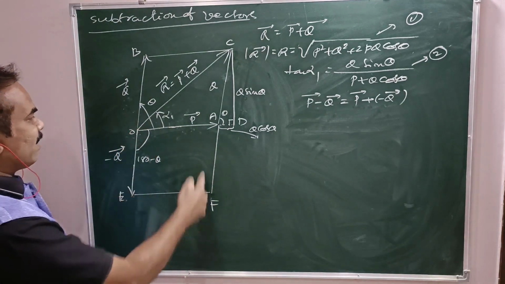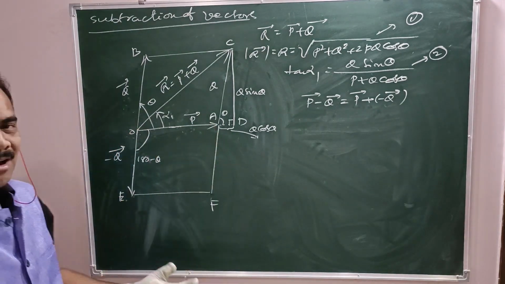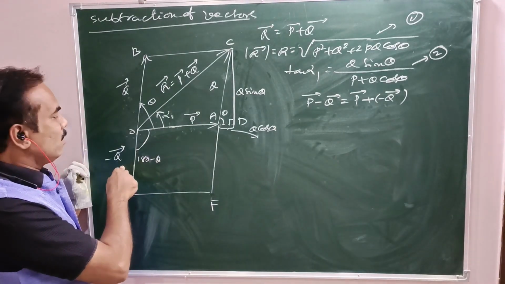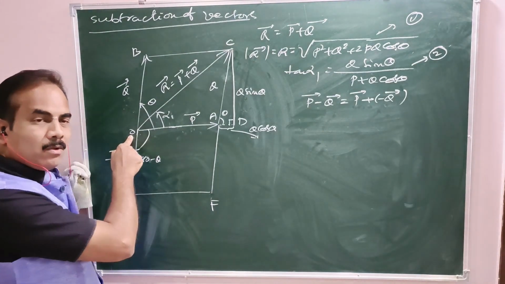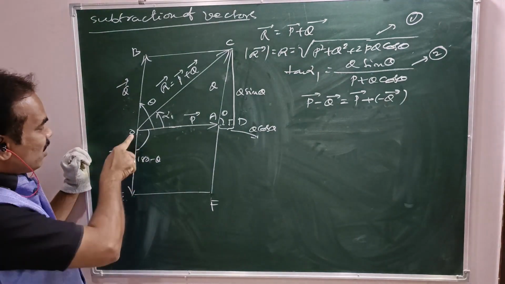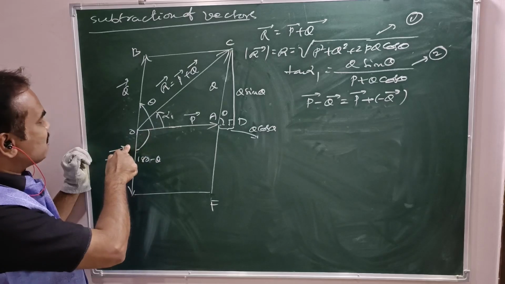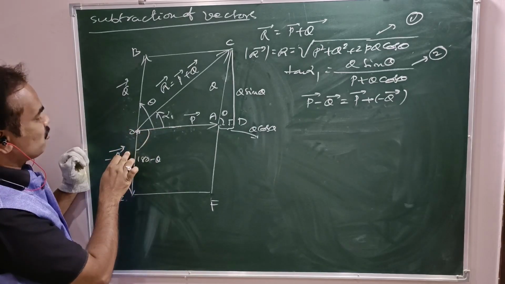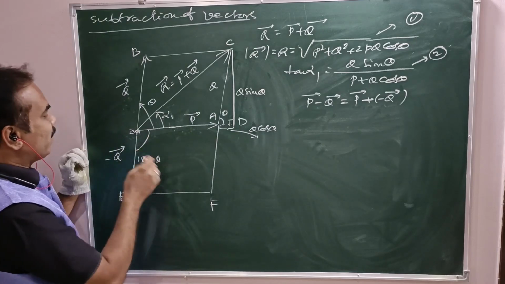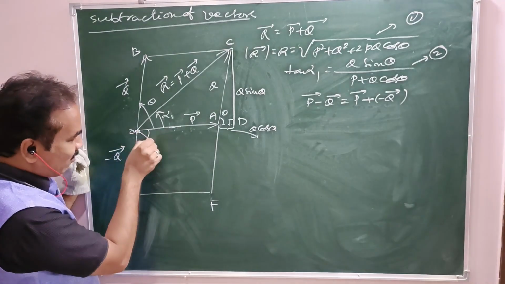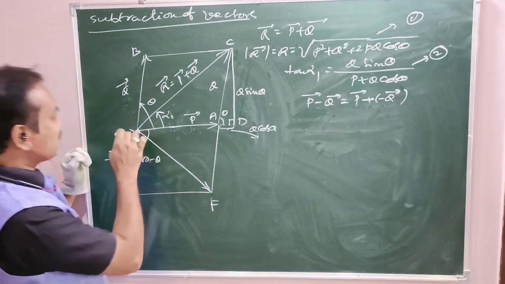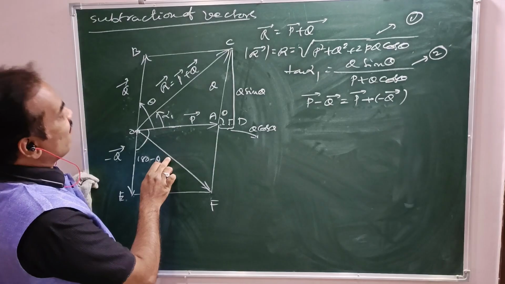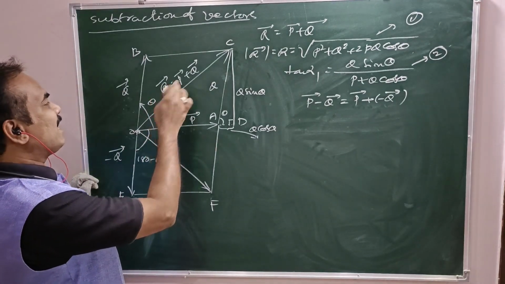So this OEFA is the new parallelogram. Now the parent vectors are p bar and minus q bar drawn from point O. The diagonal drawn from the intersection of p bar and minus q bar, from this O, gives the resultant of these two vectors. Now this is what, sum or difference?